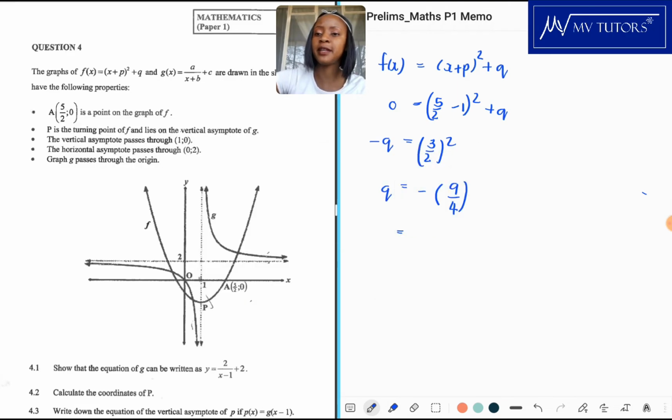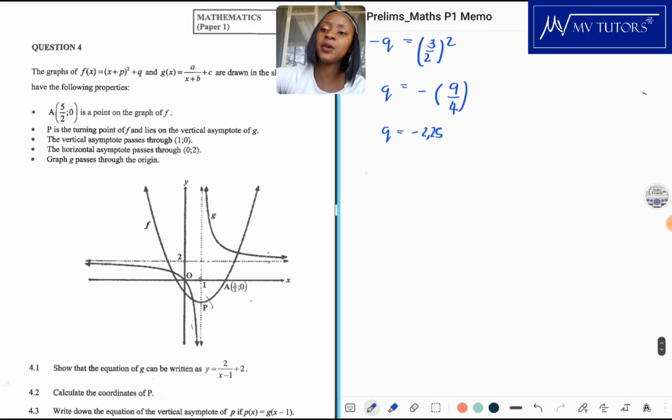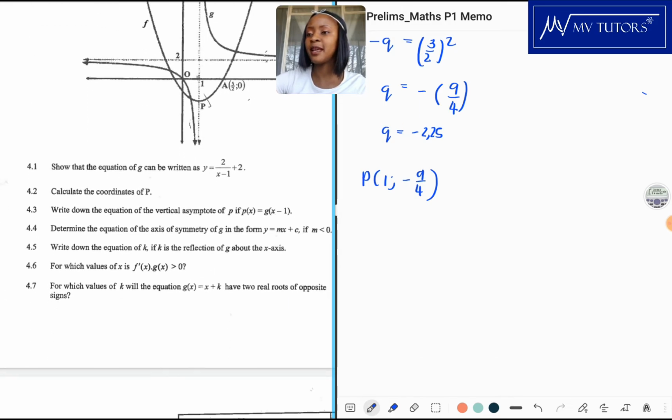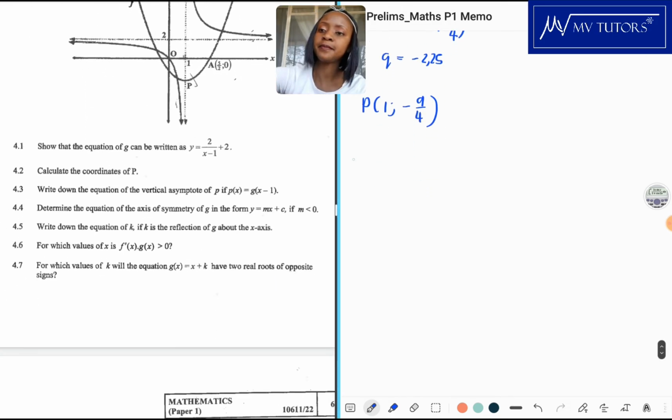Yeah, 2.25. So Q is negative 2.25. So ultimately the coordinates of P1, I'm just going to put the fraction. Yeah, okay, so that's 4.2. And now 4.3.